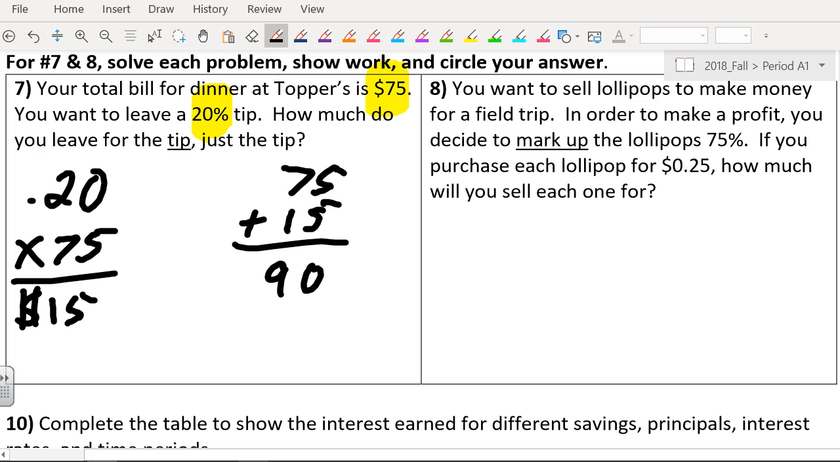Yep, exactly 90. Oh, it's asking for just a tip. Whoopsie daisy. Oh my God.